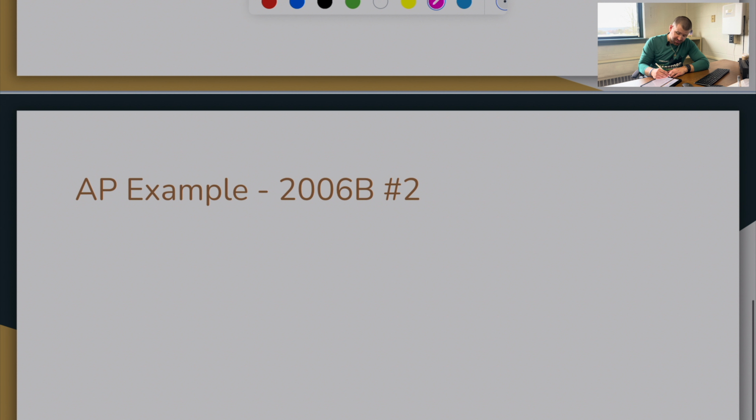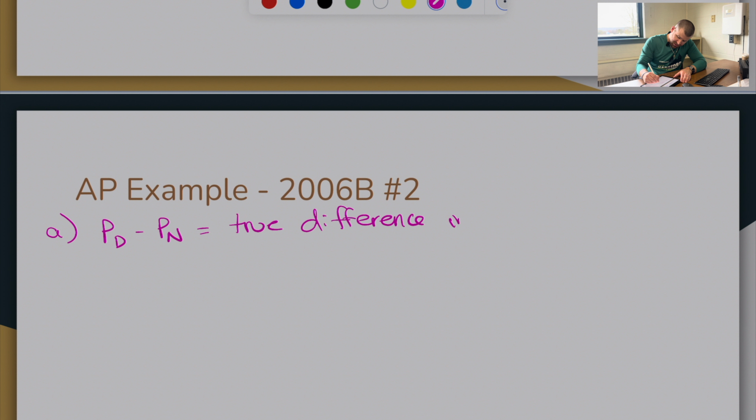So when I look at part A, I'm going to use some subscripts that matter here in the context of the problem: D for day shift, N for night shift. So this is the true difference in the proportion of defective parts between the day and night shift.